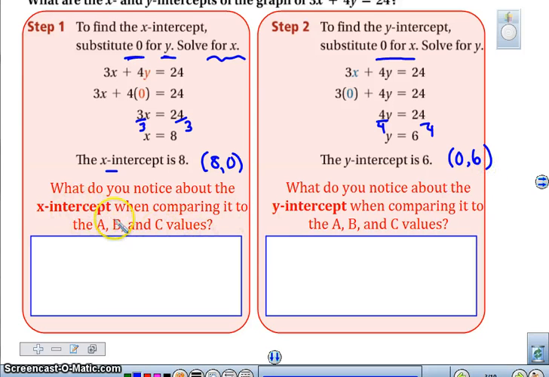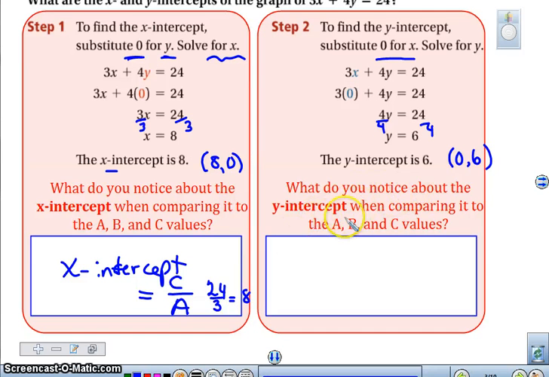What do we notice about the x-intercept when we compare our values of a, b, and c? What you should notice is that the x-intercept is going to be equal to the value of c, which in our case was 24, divided by our a. And 24 divided by 3 is equal to 8.